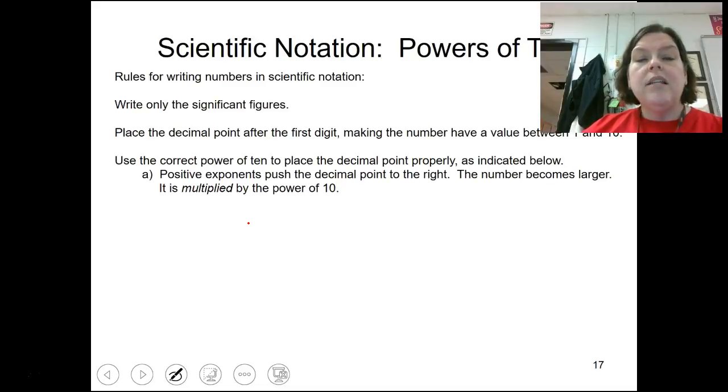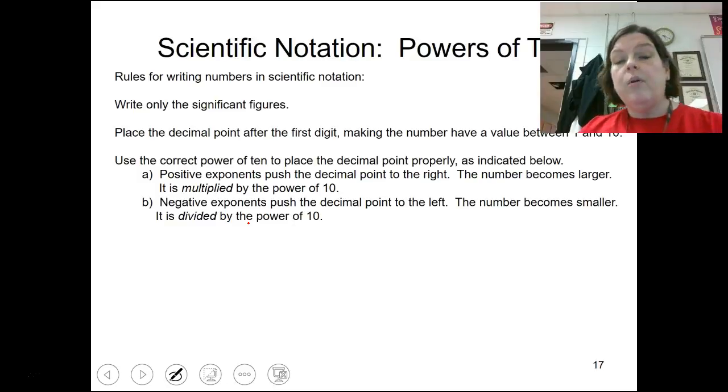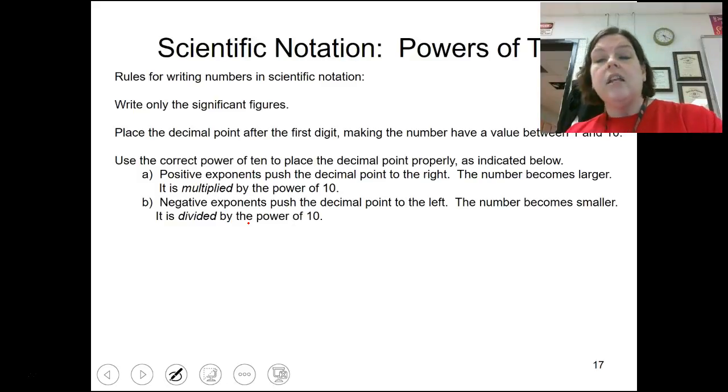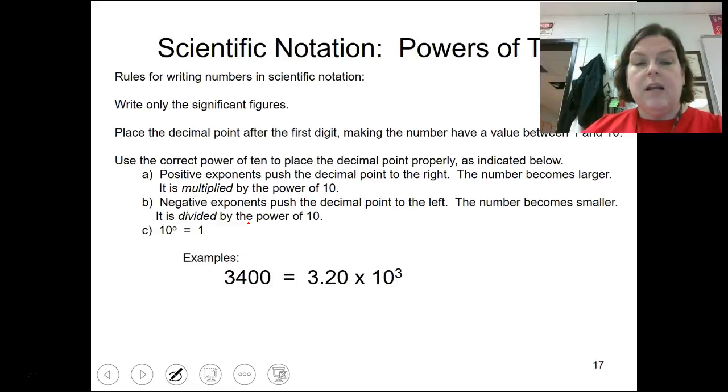So here we go. Positive exponents push the decimal to the right. The number becomes larger and is multiplied by a power of 10. Negative exponents push the decimal to the left and the number becomes smaller and is divided by a power of 10. So 10 to the 0 is 1. So some examples.